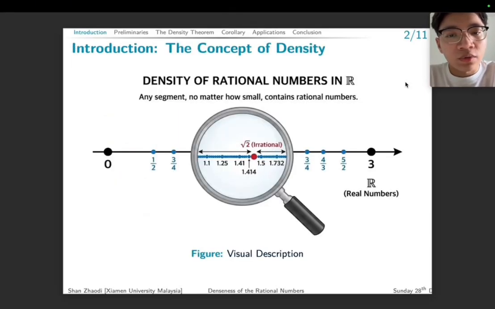Let's first start with the picture. When we look at the integers like 0, 1, 2, they are discrete, like isolated islands with big water gaps in between. But rational numbers are different. They appear to be much more packed together. So the concept of denseness formalizes this idea. It asks, in any segment, no matter how small, can we always find rational numbers?